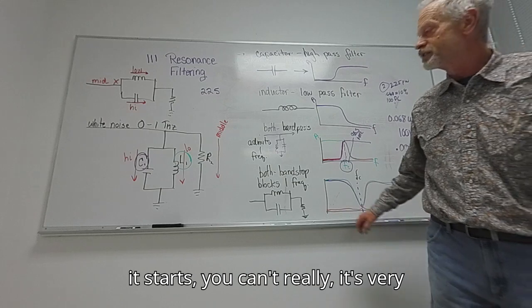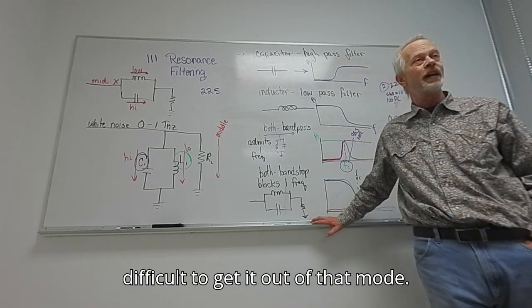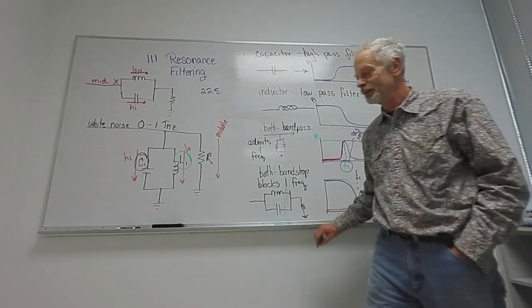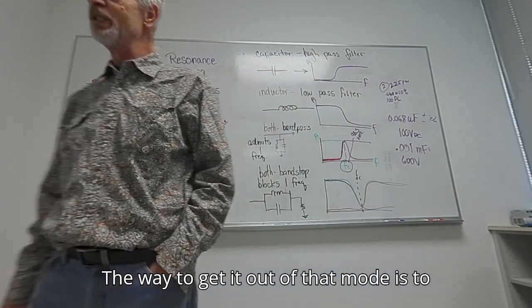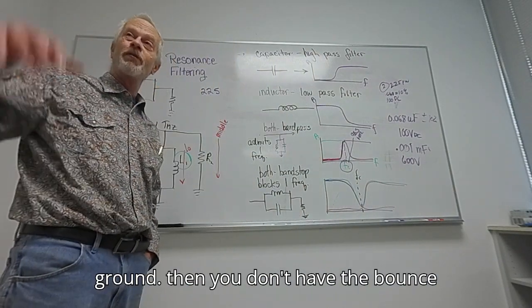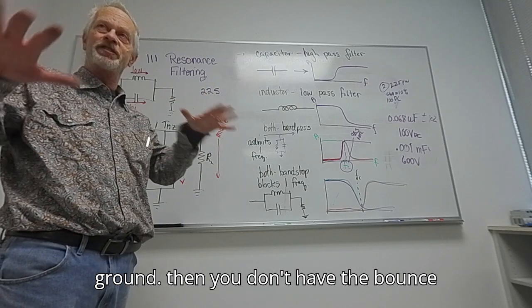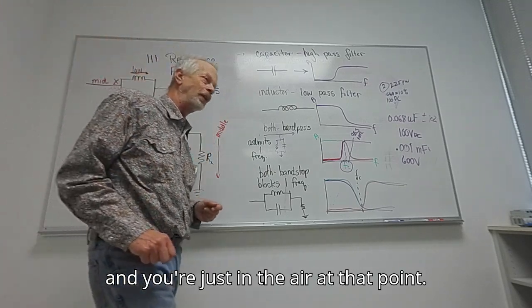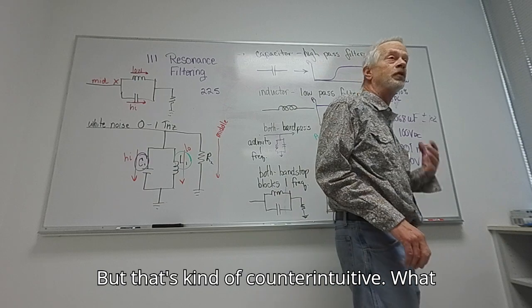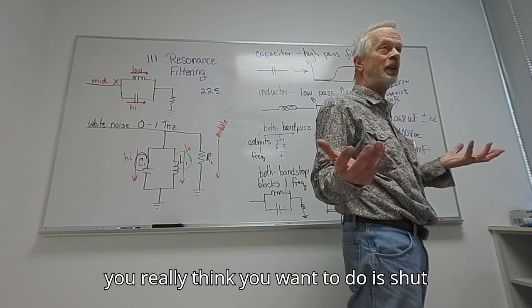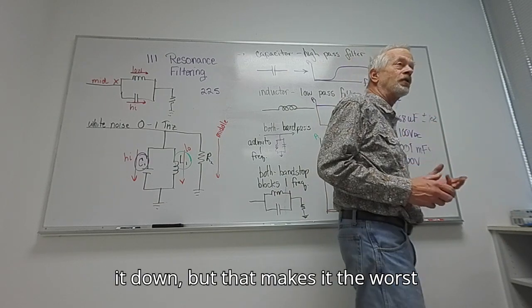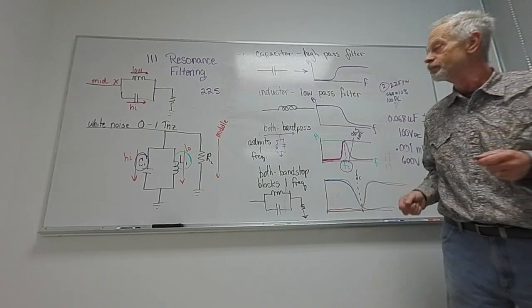So once it starts, it's very difficult to get it out of that mode. The way to get it out of that mode is to pick it up, lift it up, get off the ground. Then you don't have the bouncing. You're just in the air at that point. But that's kind of counterintuitive. What you really think you want to do is shut it down. But that makes it the worst, because then it just continues.